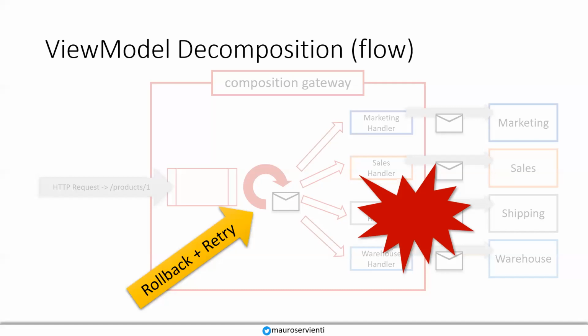So there is no risk of having corrupted information on the backend. Obviously, what we're introducing now is eventual consistency, because now we're using messages in order to talk to the backends, and we have no real idea when everything is consistent.